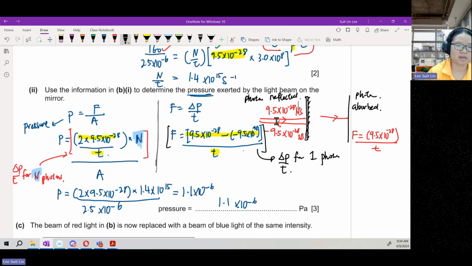I can press the calculator, but then I don't know t. I need to combine it with n over t, so I'll just leave it first. This is equivalent to multiplying by 2, but this is for 1 photon. I have n photons. So n photons per unit time will give me this 1.4 times 10 to the power of 15, n over t. I also have the area. I can put everything together to find the pressure. It's very small.